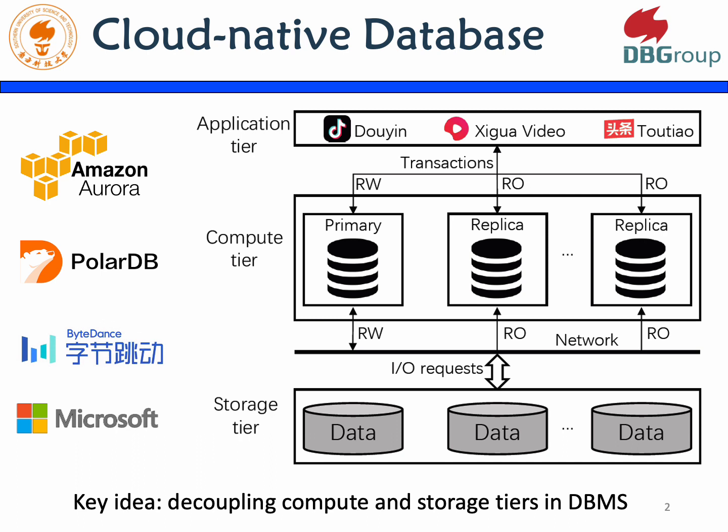The compute tier includes a primary database kernel for read-write transactions and several replica database kernels for read-only transactions. They handle the transactions and issue I/O workloads, which consist of multiple I/O requests to read and write the data stored in the storage tier.